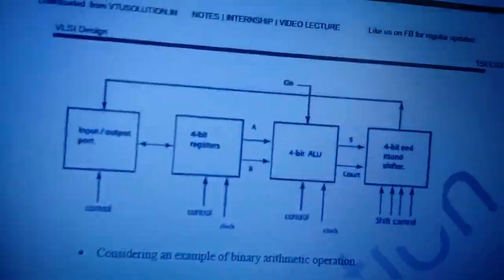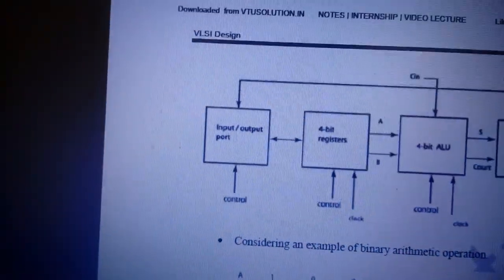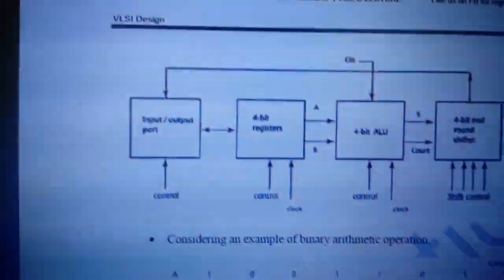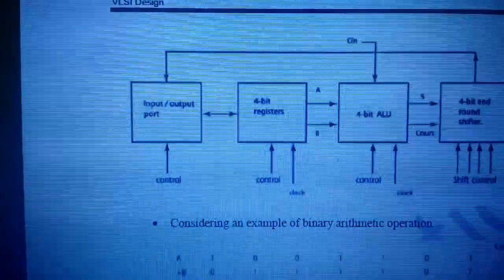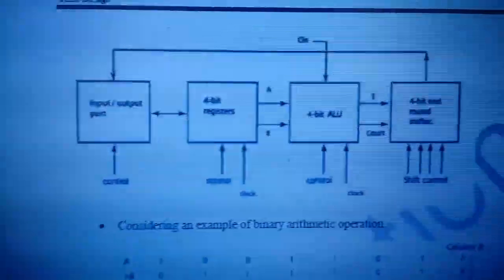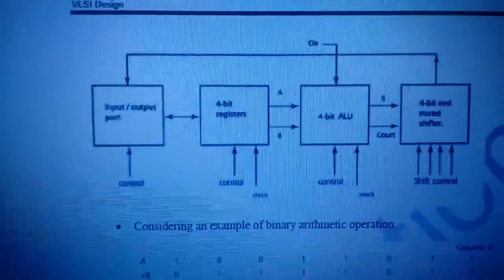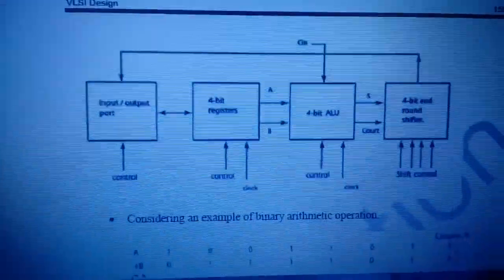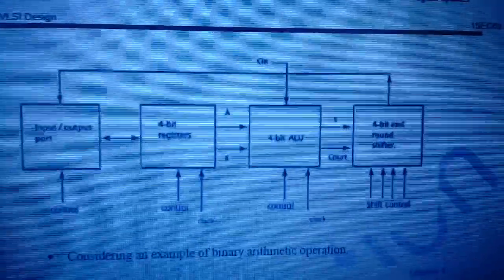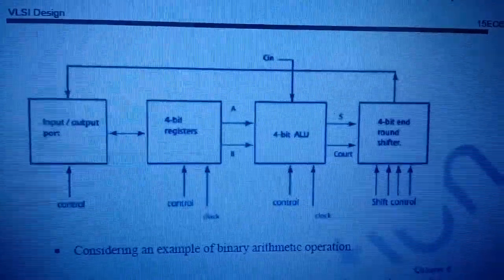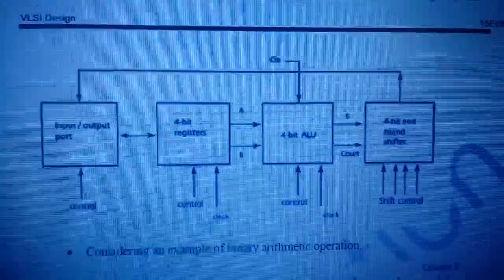You can see here this part at the top. It also provides carry out and a possible carry in signal, carry out signal and carry in signal. So this block diagram shows a 4-bit carry adder. You can see the input and output ports, the 4-bit register, 4-bit ALU, 4-bit round shifter. You can see the controls, the shift control and the feedback.